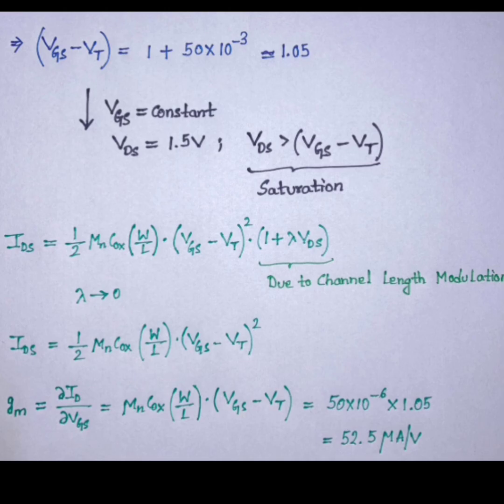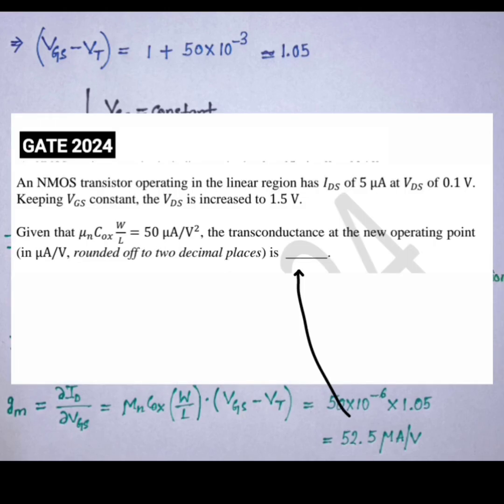So what do you mean by the transconductance? Transconductance means that if you are changing the input, what output you are getting. It's a derivative of the change in the output current, which is the drain current, with respect to the change in the gate to source voltage. So what are you going to get? You just take a simple derivative, and you will get mu n Cox into W by L into (VGS minus VT). Now if you replace those values, you will get 52.5 microampere per volt, and this is my answer.